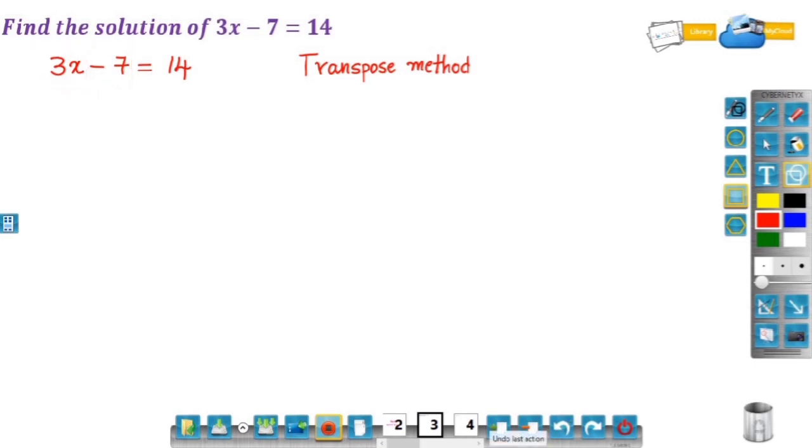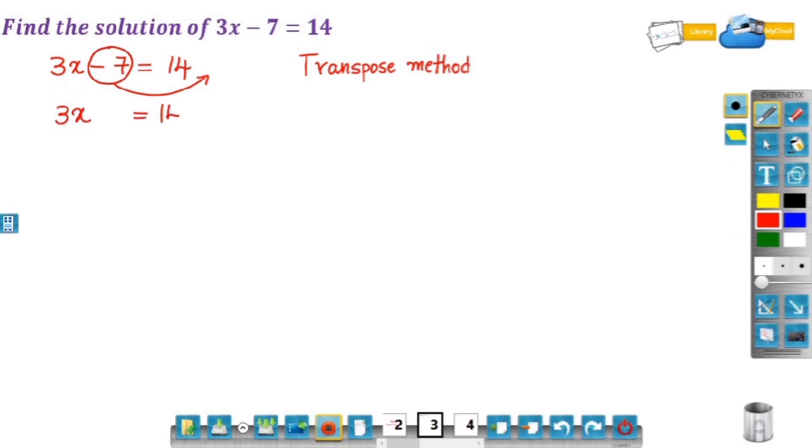Here we have 3x and minus 7 as the two terms. So first we have to move minus 7 to the right hand side. We have to transfer minus 7 to the right hand side. The sign of 7 is minus, so it changes to addition. 3x is equal to 14 plus 7. Subtraction changes to addition.